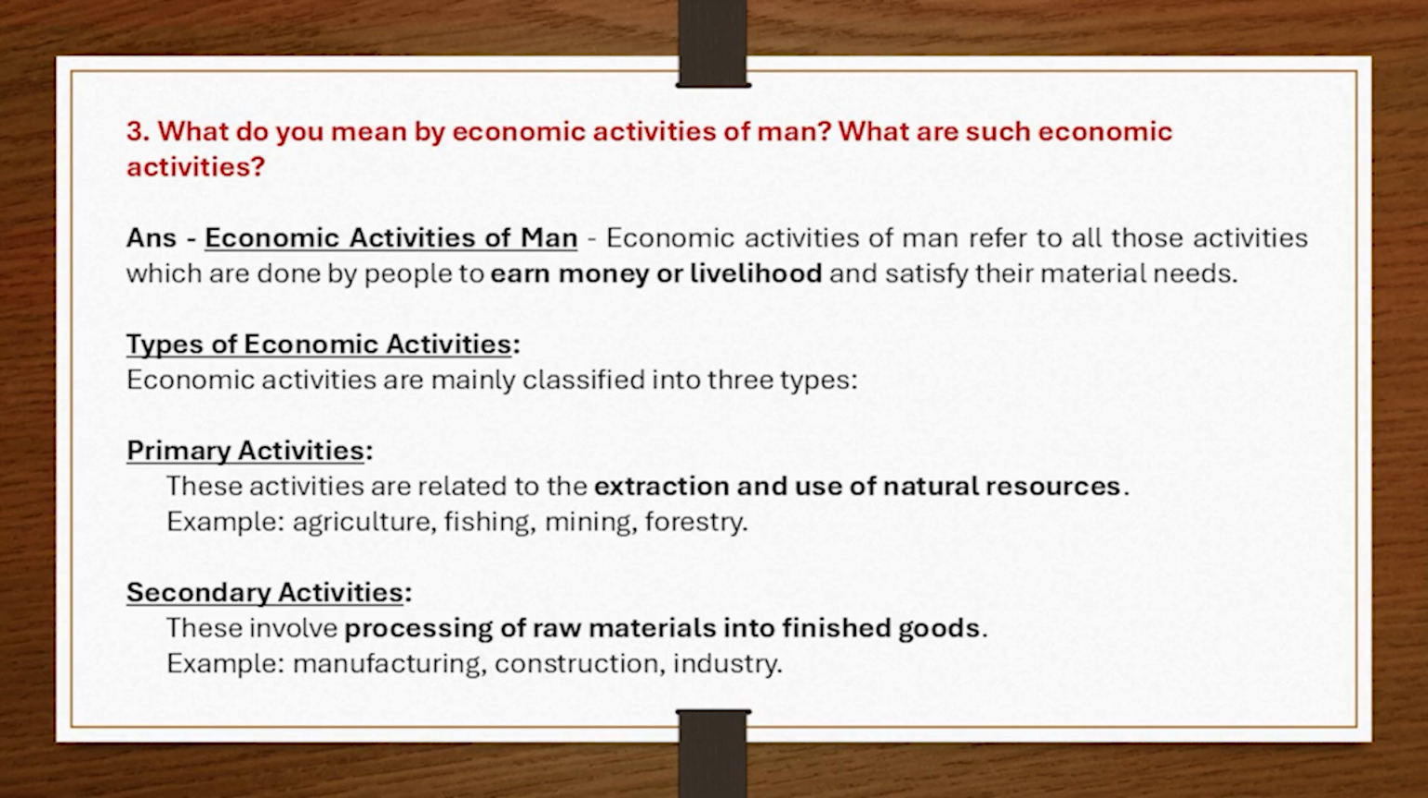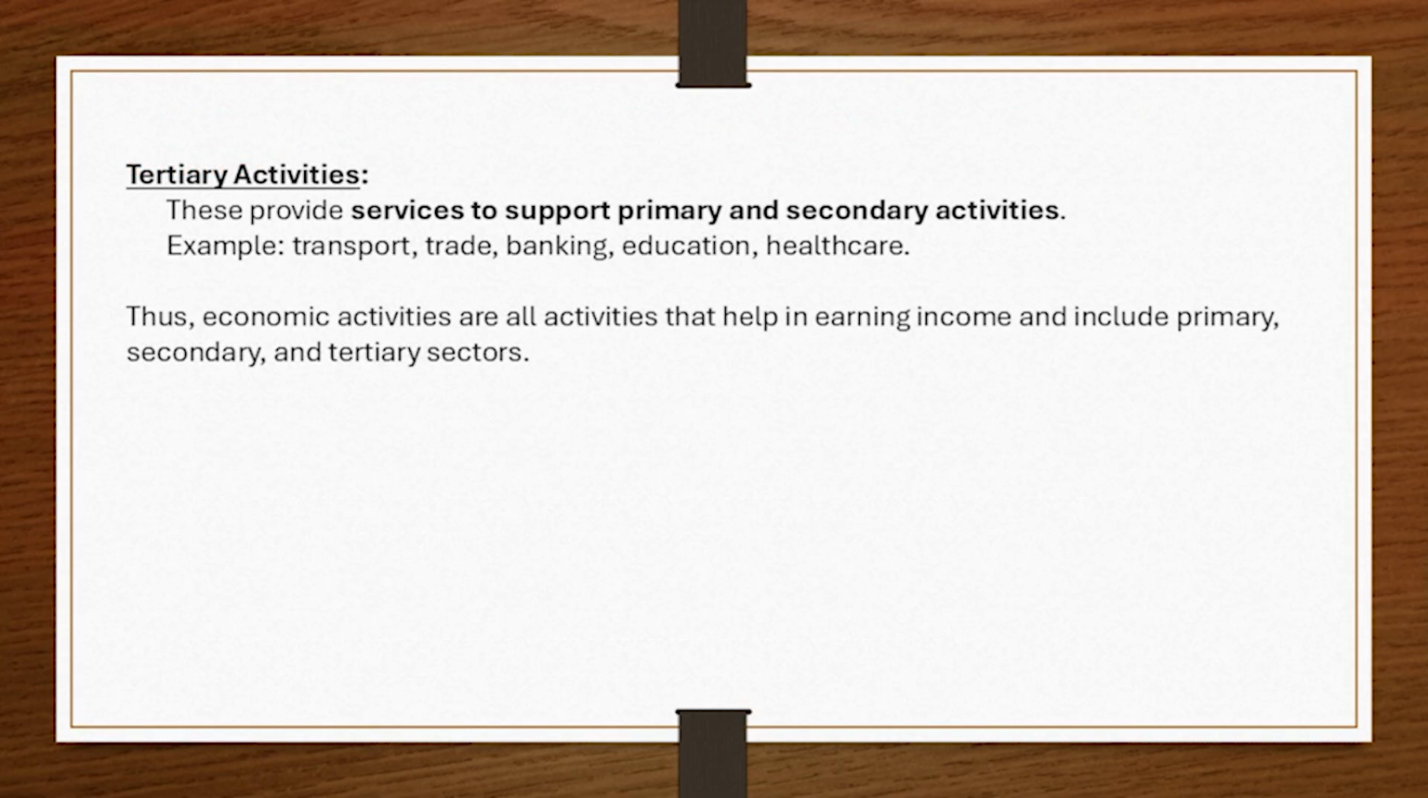Economic activities are mainly classified into 3 types. Primary activities. These activities are related to the extraction and use of natural resources. Example: agriculture, fishing, mining, forestry. Secondary activities. These involve processing of raw materials into finished goods. Example: manufacturing, construction, industry. Tertiary activities.